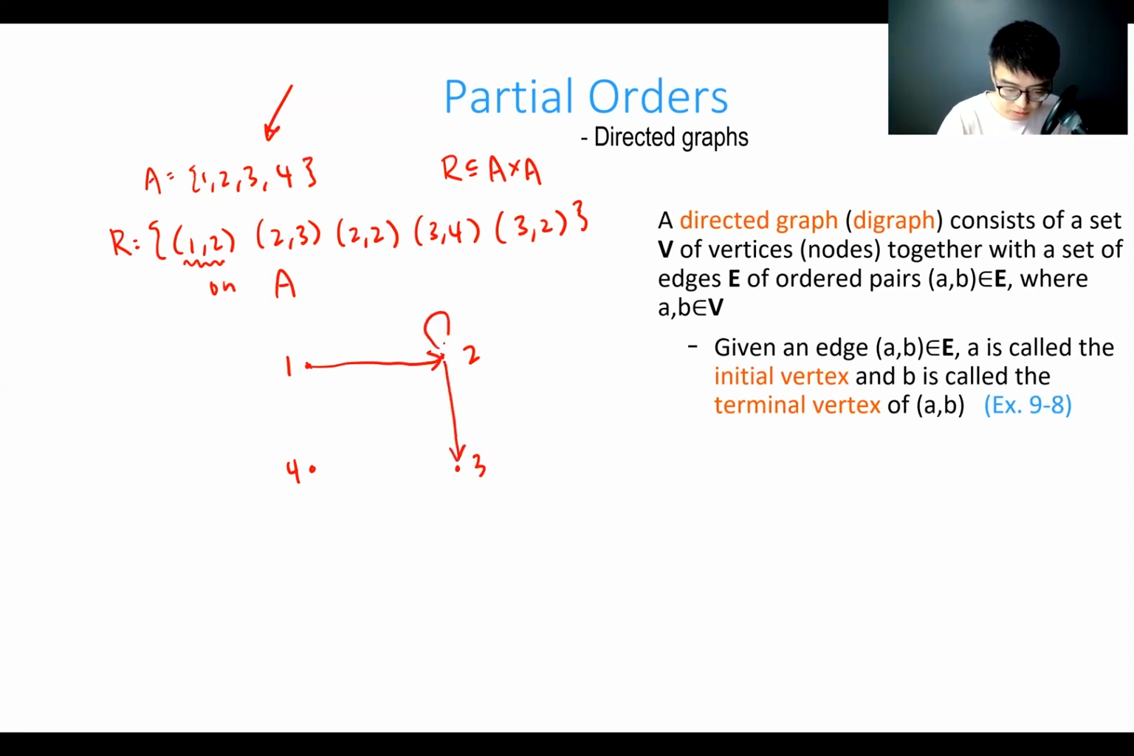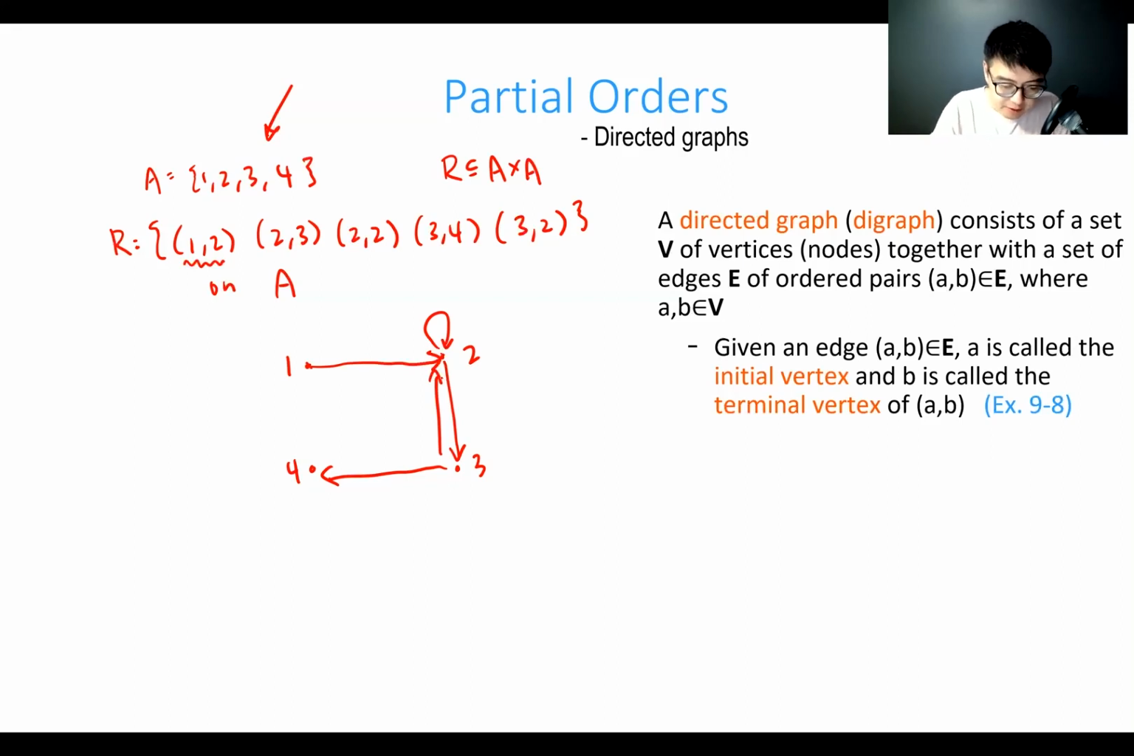I see a 2, 2. I see a 3, 4. And I see a 3, 2. Okay, so that's it. Those are all of the relationships, the arrows that I have.